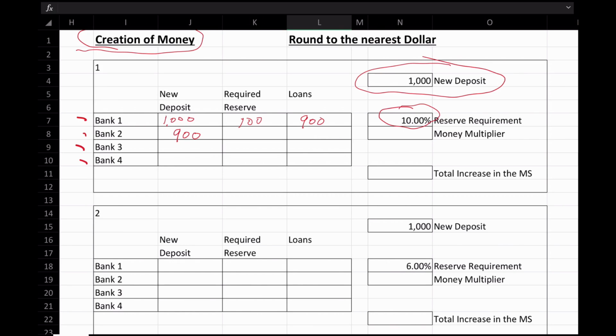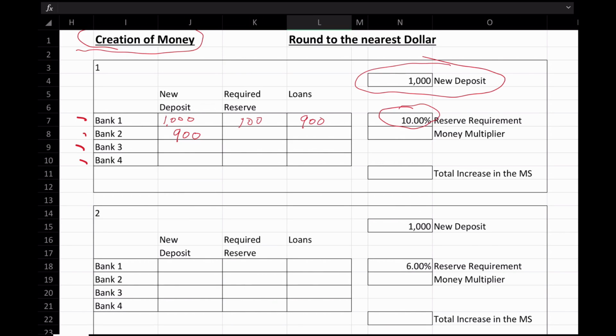Now let's talk about these two deposits right here. Customer number 1, if he looks at his checking account, he has $1,000 in it, and he can go and withdraw that $1,000 anytime he wants. Customer number 2, the car dealer, he looks at his bank account and he's got $900 in it. We have just increased the money supply by $900.